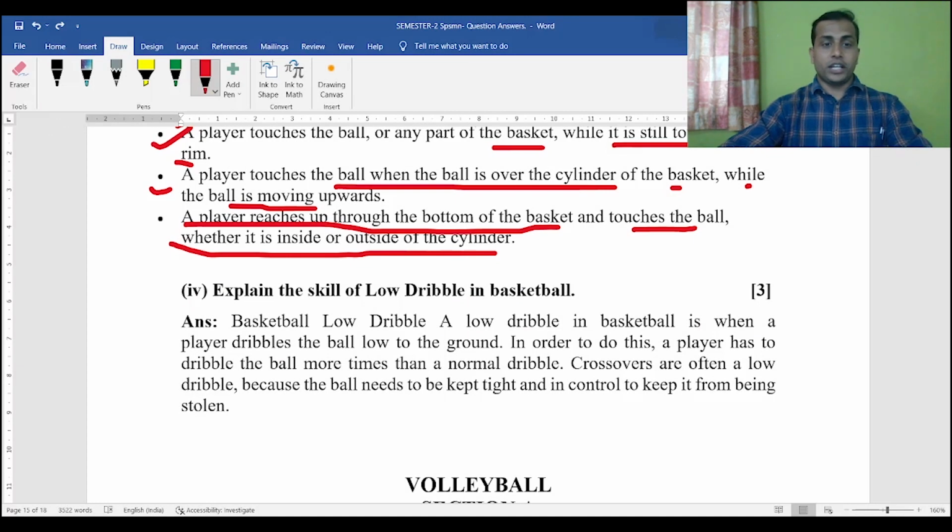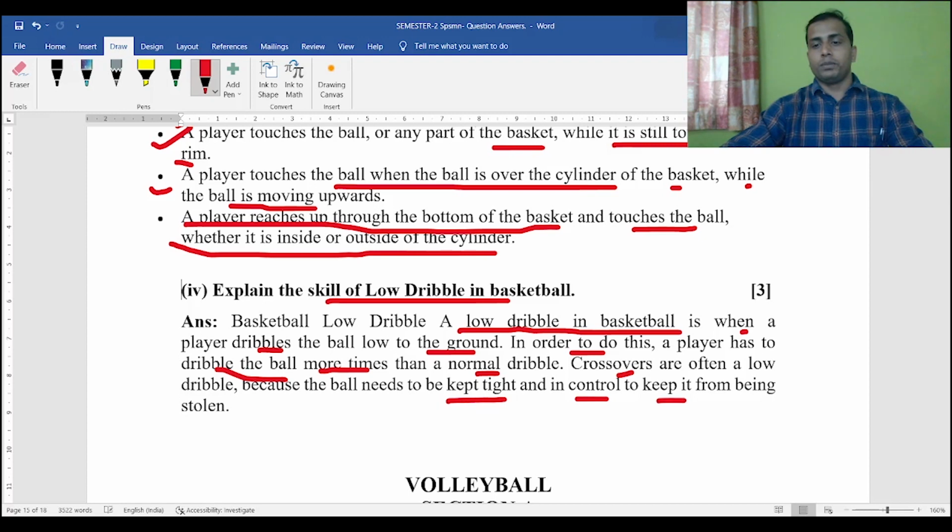Next question. Explain the skill of low dribble in basketball. This is a very good question. A low dribble in basketball is when a player dribbles the ball low to the ground. In order to do this, the player has to dribble the ball more times than a normal dribble. Crossovers are often a low dribble because the ball needs to be kept tight in control to keep it from being stolen. So this is all about the answers of the questions from basketball from the specimen question paper.